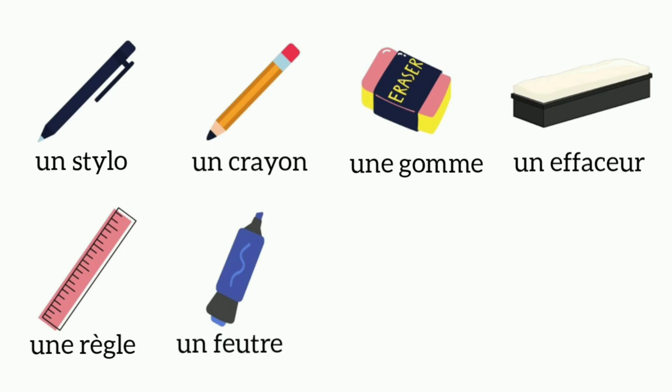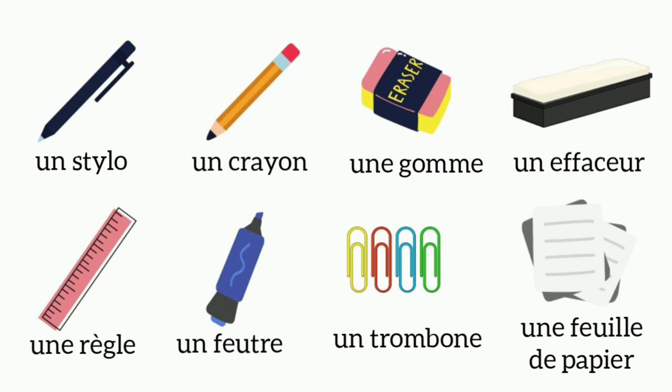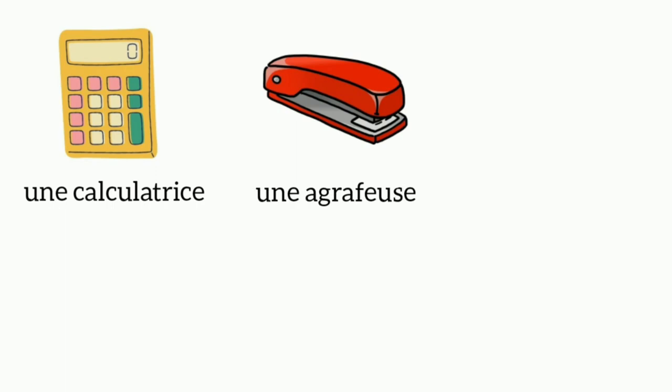Okay, a marker which is used on whiteboard is called un feutre. Un feutre. Okay, then generally we have paper clips which are also called clips. So paper clip in French is called un trombone. Un trombone. Okay, then we have loose sheets that we use, okay, to make projects and all. So it is une feuille de papier. Une feuille de papier. Okay, then we also have calculators that we use in class. So it is called une calculatrice. Une calculatrice. Then a stapler is called une agrafeuse.